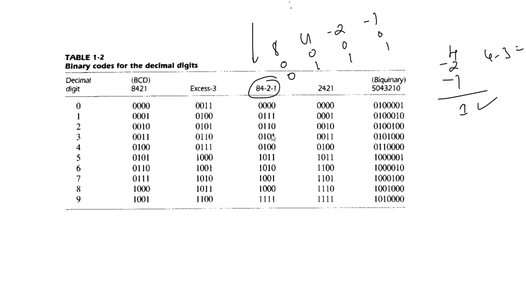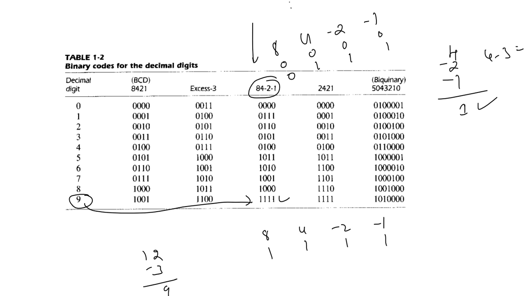If you check the last one, that is 9, I need to represent decimal 9. How can I represent it using 8 4 minus 2 and minus 1? If you see, all ones are there. If I put all ones here, 1 1 1 1, what does it become? 8 plus 4 is 12, and minus 2 minus 1 becomes minus 3. You will get 9, right? That is what is written. Like this you can also have different weights like 2 4 2 1. It simply means that by using these weights we can write all the other digits.